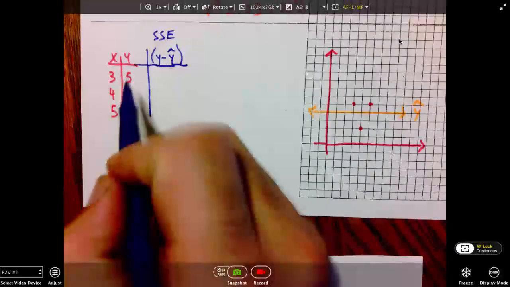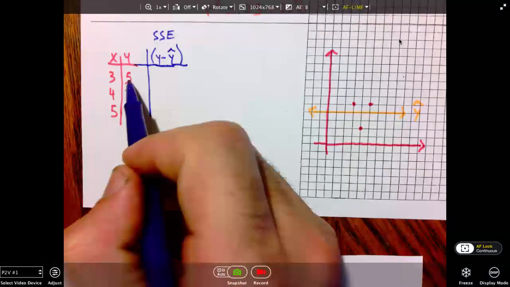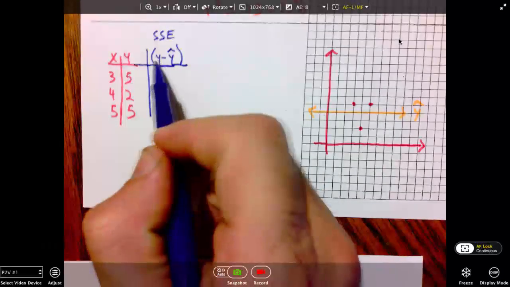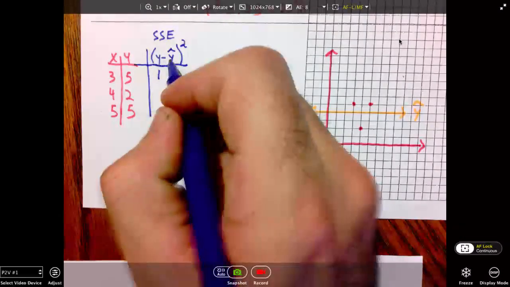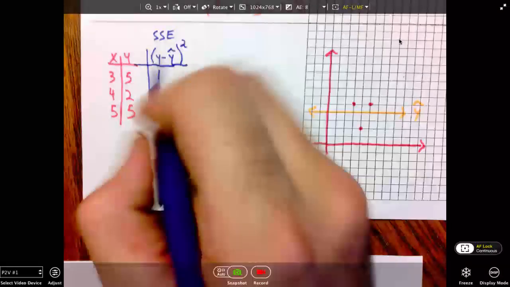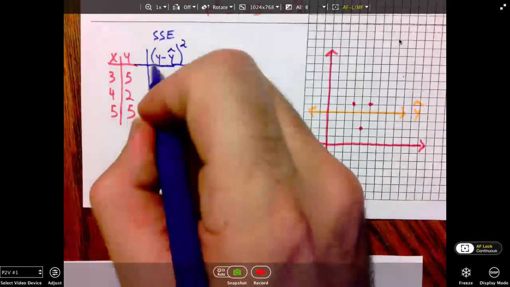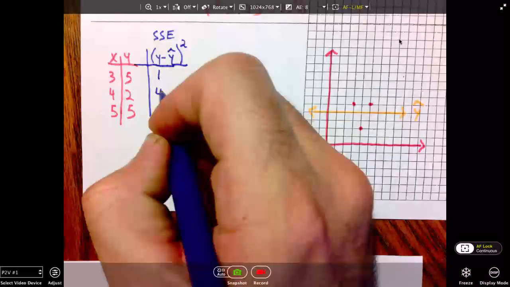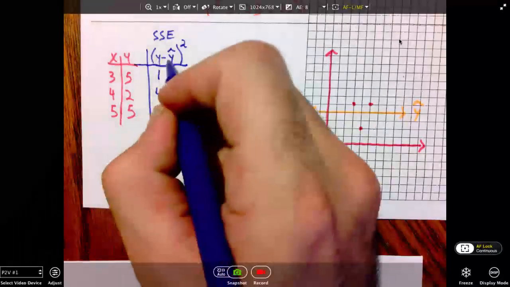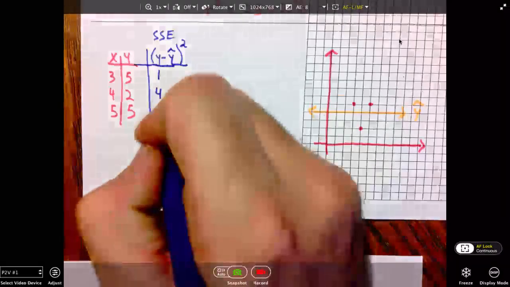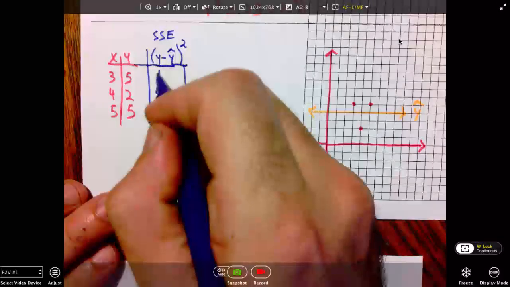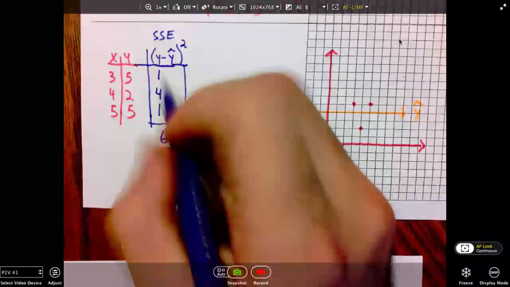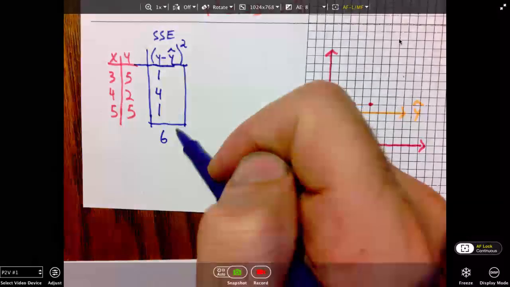So, our actual y is 5. Our predicted is 4. 5 minus 4 is 1. 1 quantity squared is 1. Our actual y is 2. Our predicted is 4. 2 minus 4 is negative 2. Quantity squared is 4. Now 5. 5 minus 4 is 1. 1 quantity squared, 1. So, adding up these values, 4, 5, 6. The sum of our residuals squared is 6.